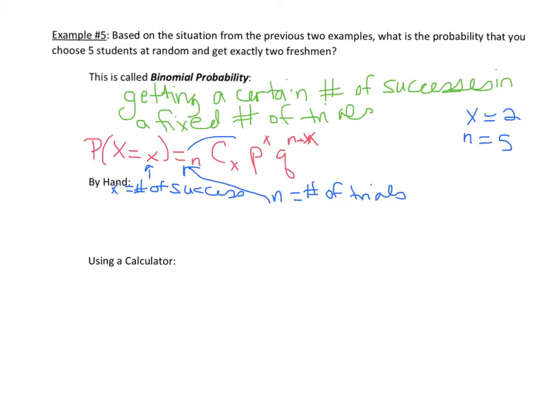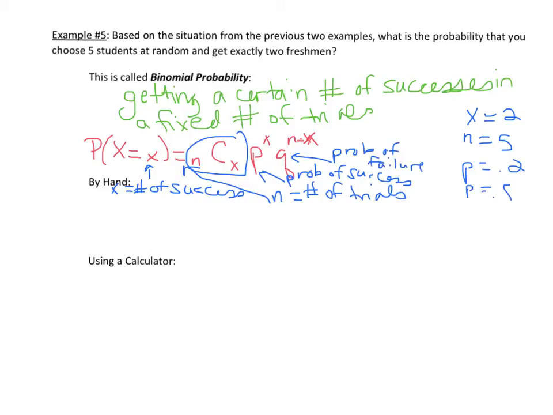Now, this nCx is going to have a formula that's a little bit unpleasant. I'll go over it in just one second. The p is, as in the previous one, your probability of success. Just like we had in the previous two examples, it's 20%. The q is the probability of failure. Once again, it's the same as in the previous examples, it's 80%. So now I'm going to go over what this nCx means. You may have seen this before.